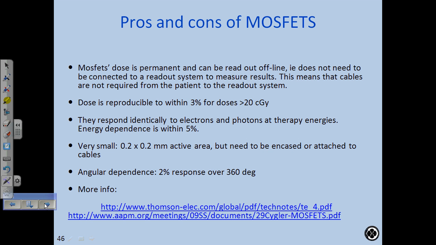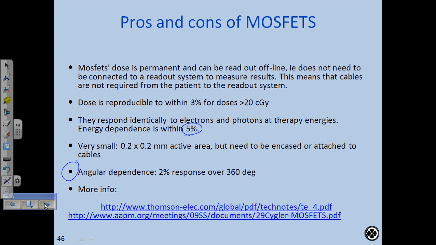They're very small, 0.2 by 0.2 millimeters, and need to be encased and attached to cables. Well, I say I don't need cables, and then I say you need cables. Well, you can get both kinds. You can get the one dose that doesn't have a cable, and the other ones that do have a cable. They need to be attached to some way that you could read them. So chips don't need to be attached to cables. They're not being read by any electronics, but these do need to be read by electronics. There's an angular dependence of 2%, and if you guys want more info, you can go here. This is Thomson Electronics. This is the website of the company that makes their MOSFET reader.